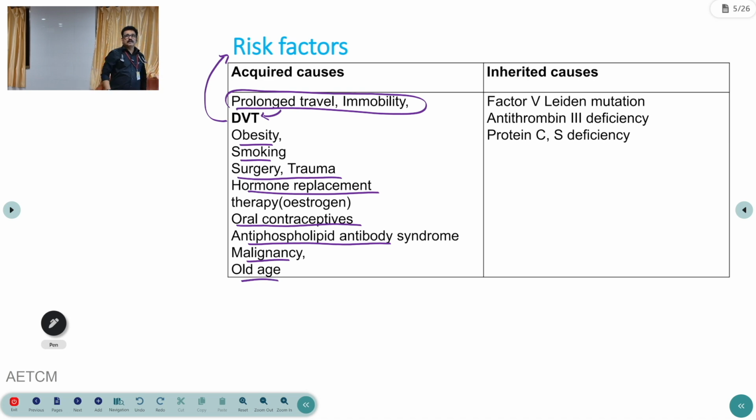Some important risk factors are inherited: factor V mutation, antithrombin III deficiency, protein C and protein S deficiency. So these are the common causes, but the most common cause for pulmonary embolism and DVT is prolonged travel, immobilization, post surgery and trauma, complete bed rest.